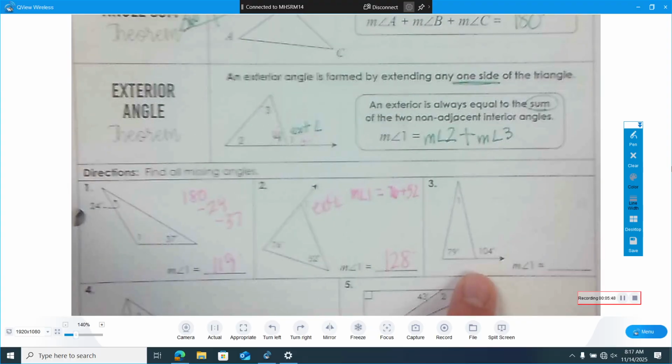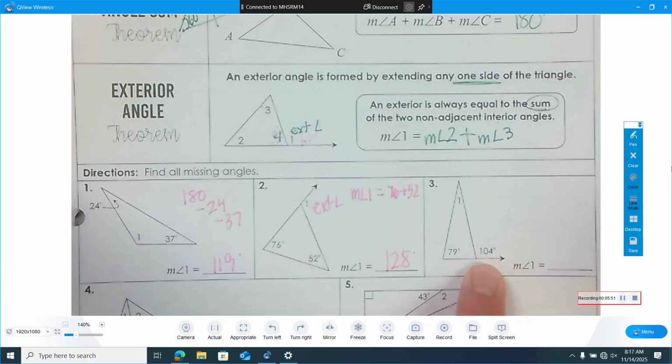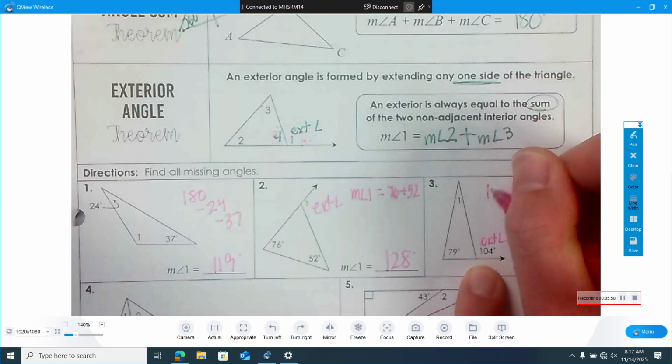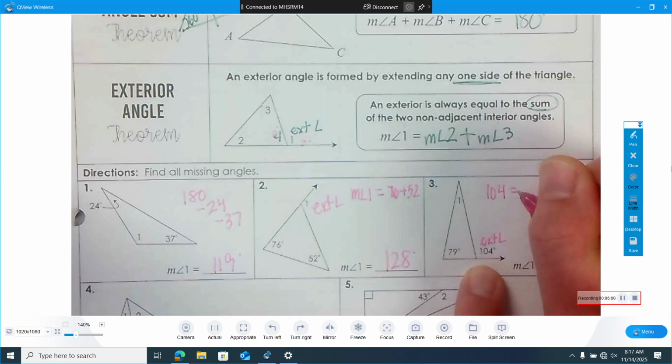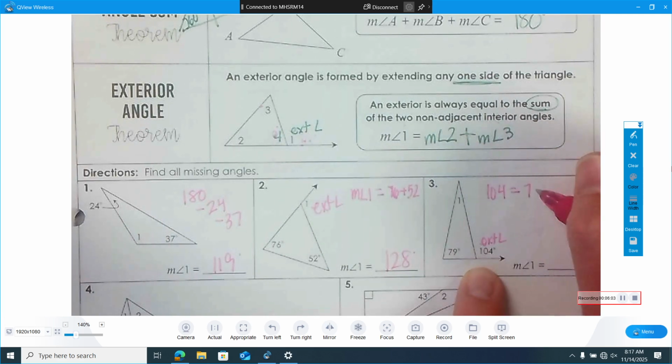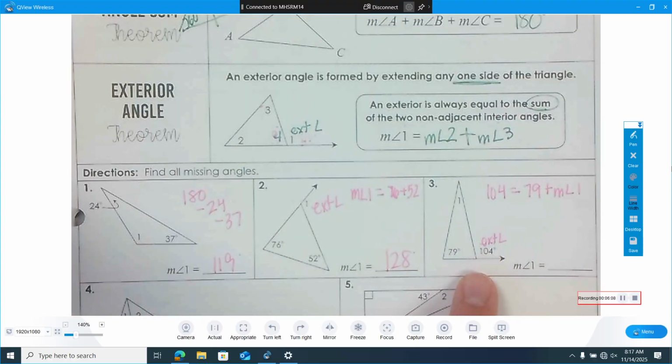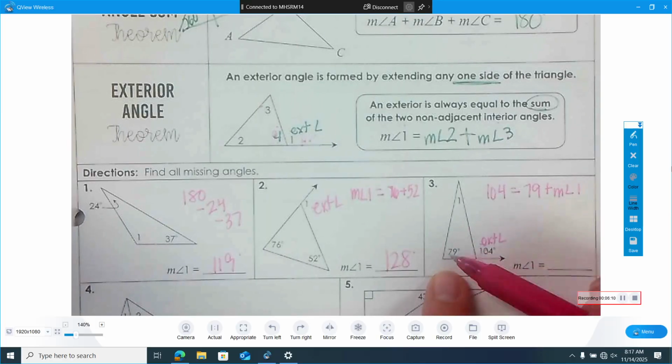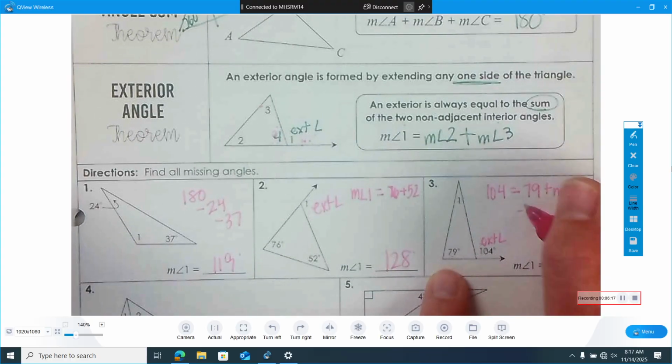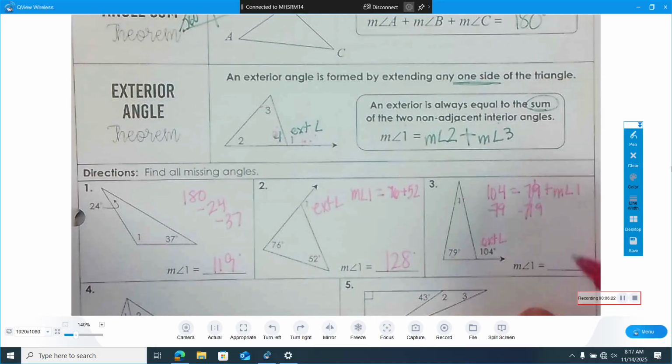Angle 3, what kind of angle is this, 104? Exterior angle, all right. And I know that my exterior angle equals the sum of the two non-adjacent interior angles. So the 104 should equal 79 plus the measure of angle 1. So how do we figure out the measure of angle 1? Subtract 79. So 104 minus 79, and we get 25.